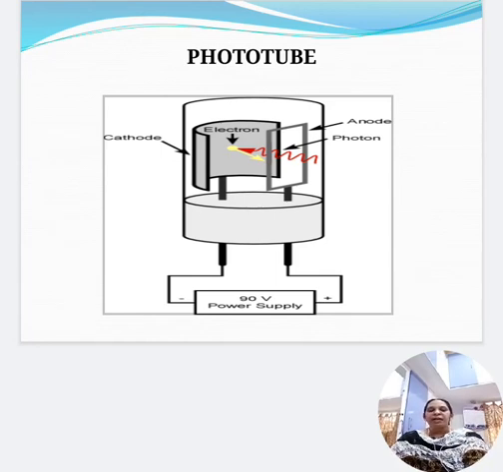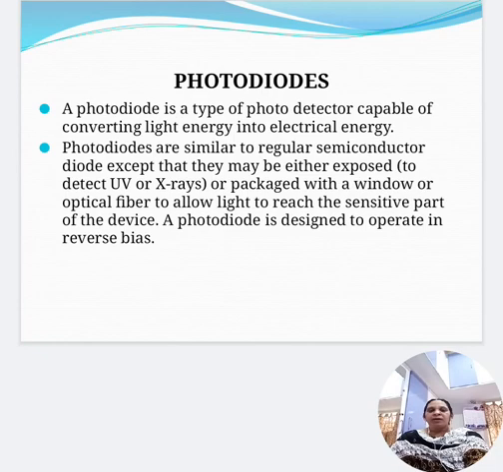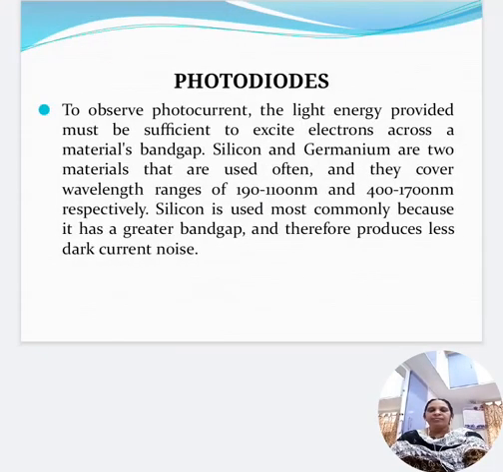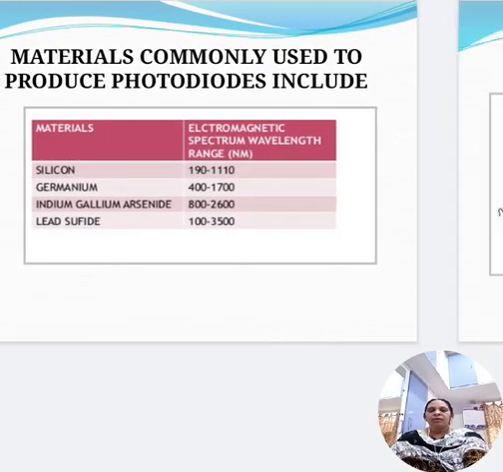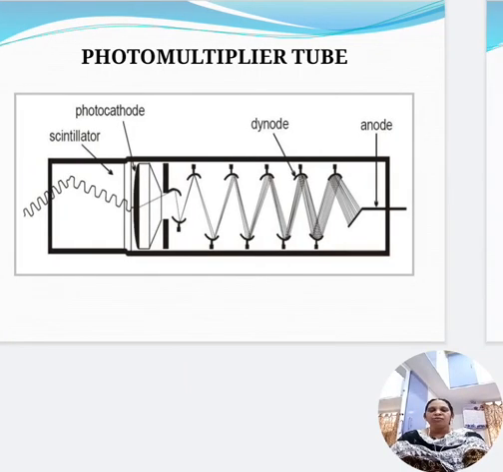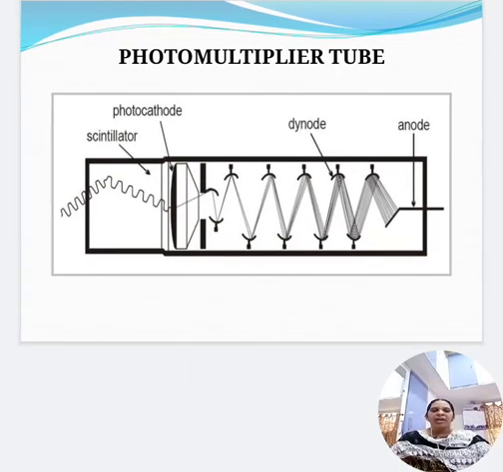Then the photo multiplier tube, as I told you earlier. In the photo multiplier tube, we have a photo cathode, a series of dynodes and an anode. Photons entering the tube, when they strike the cathode, result in emission of electrons. The electrons are accelerated towards the first dynode, which is 90 volts more positive than the cathode.